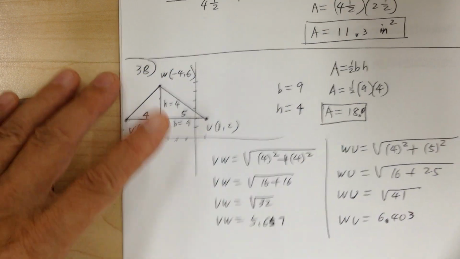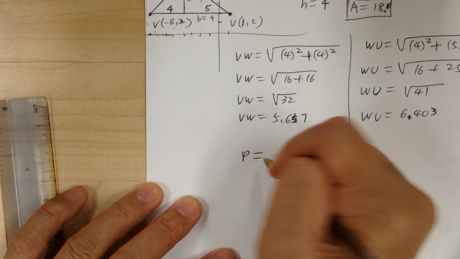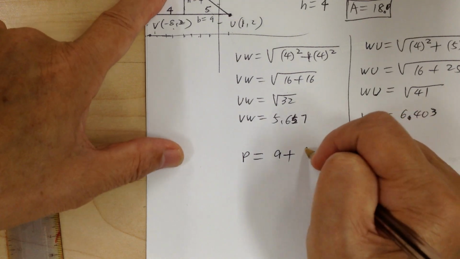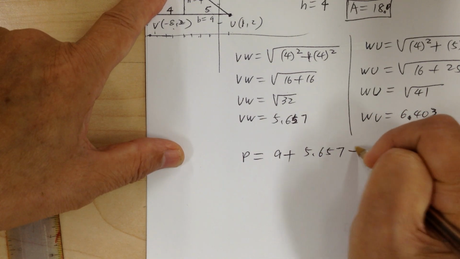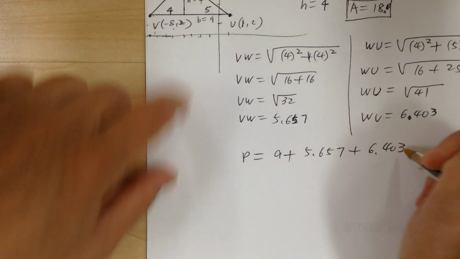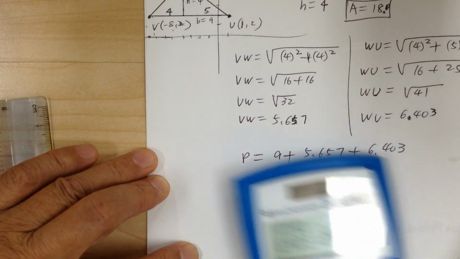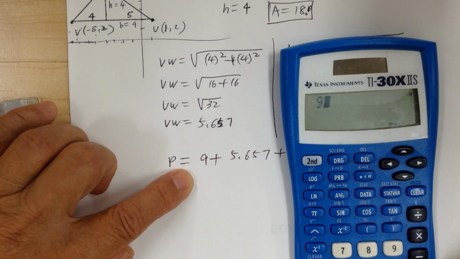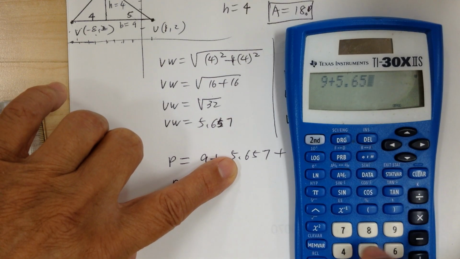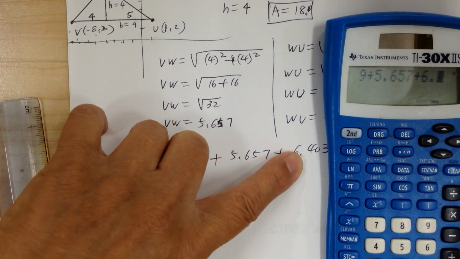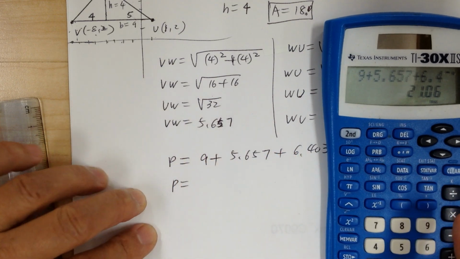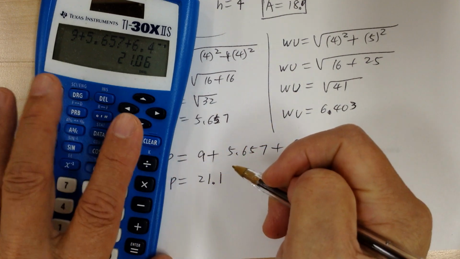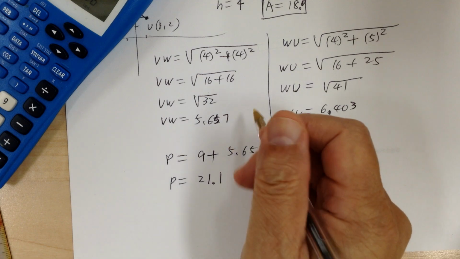Okay, so now we can find the perimeter. So the perimeter will equal this side, 9, plus this side, 5.657, plus this side, 6.403. So let's get the calculator. 9 plus 5.657 plus 6.403 equals. Now this is when you round off to the nearest tenth. So this is equal to 21.1. That's your answer.